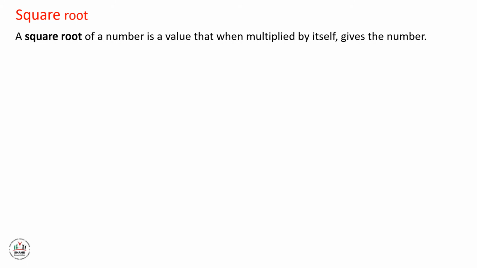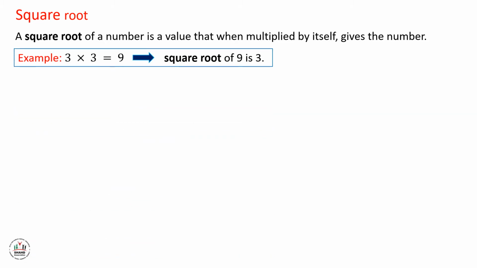Now let's define square root. As we have seen in the Engage and Explore section, a square root of a number is a value that when multiplied by itself gives the number. So if we have 3 times 3 equal to 9, the square root of 9 is equal to 3. Now let's simplify radical 4. So first we should think of the number that multiplied by itself gives 4. So 2 times 2 gives 4. So the square root of 4 equal to 2.